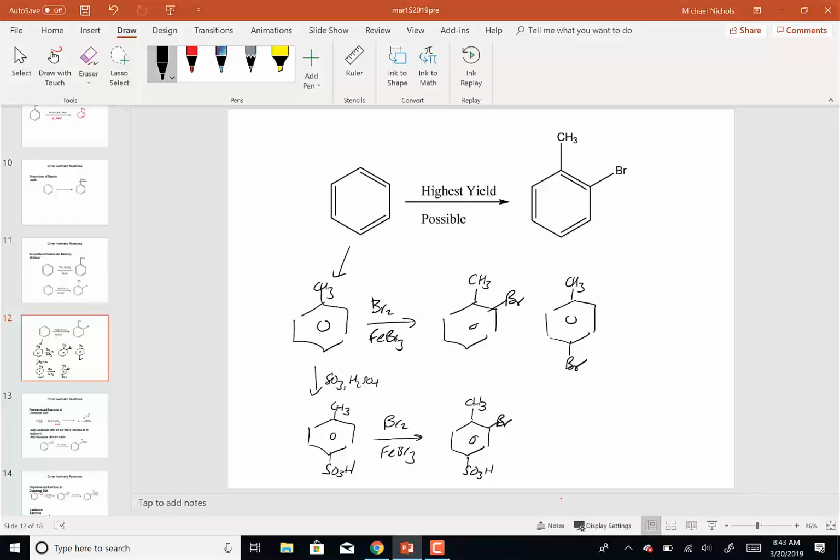And you might say, well, there's some steric issues there. Yeah, but the bromine's got to go somewhere. So it's just going to get wedged in there. There's no other place for it to go.